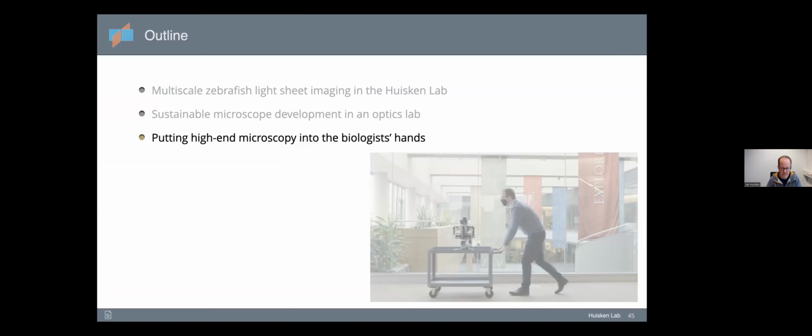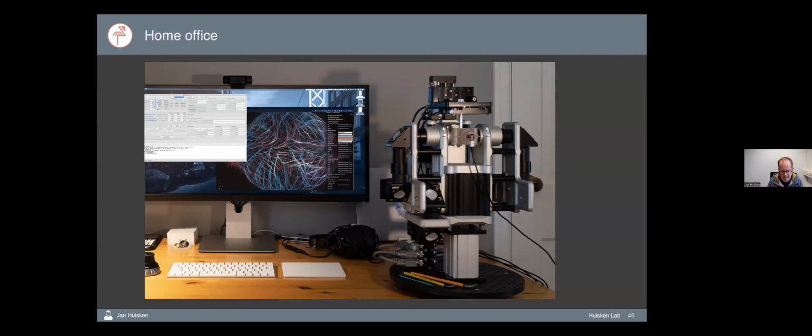Okay, so that brings me to the last part of my talk. So in the next 5 minutes, I'll just explain briefly where we see Flamingo is going. And this is not just about us. So far, what I've shown you was really about how we can do sustainable microscope development in the lab. But now it's more about the sharing aspect of this.